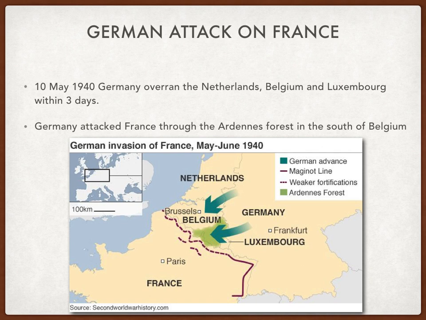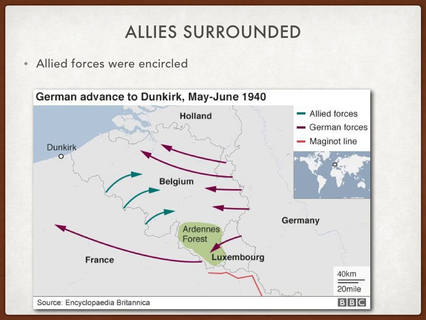However, Germany overran the Netherlands, Belgium, and Luxembourg, and Britain and France had really concentrated their forces in the north of Belgium and were caught by surprise when Germany attacked France through the Ardennes forest here in the south of France. The Allies had believed that this was impenetrable terrain that German tanks wouldn't be able to pass through. However, Germany passed through there and encircled the entire French and British forces, marked here.